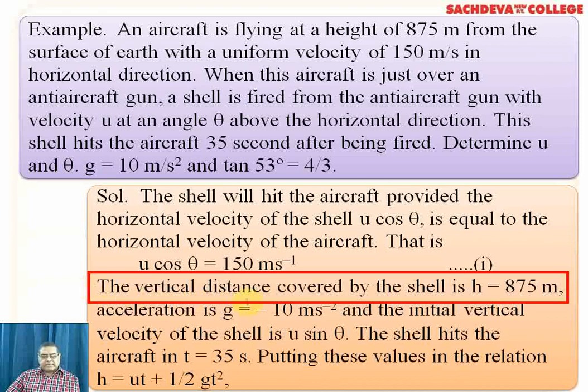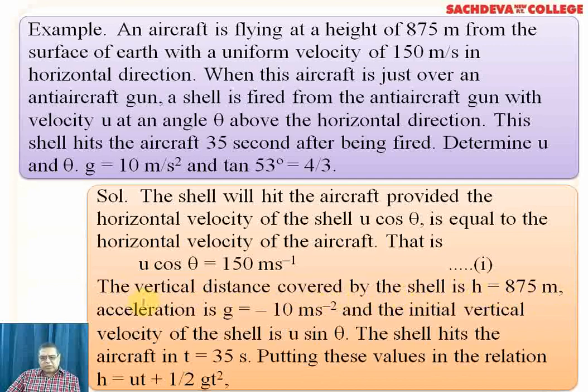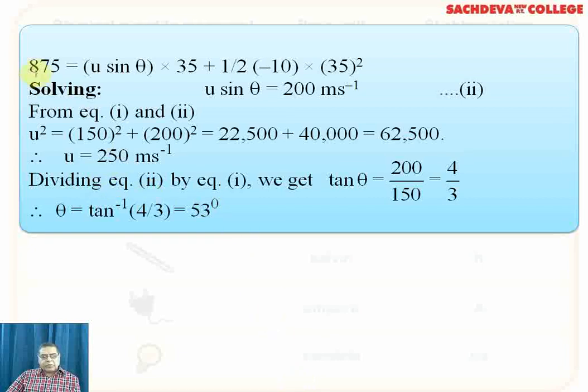The vertical distance covered by the shell is h, that is 875 meters. That is also given in the question. Acceleration is g, and we have taken it as minus 10 meters per second square, and the initial vertical velocity of the shell is u sin theta. The shell hits the aircraft in t, 35 seconds. Putting these values in the relation h is equal to ut plus half gt square, we will get the value.